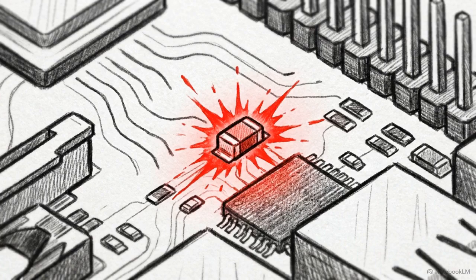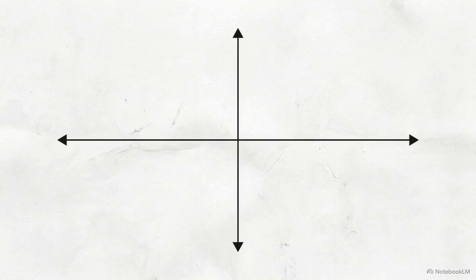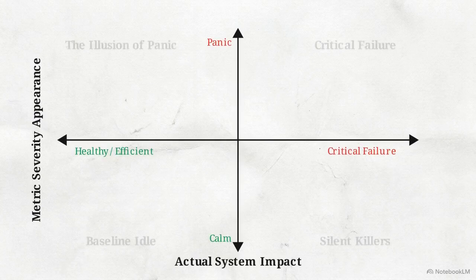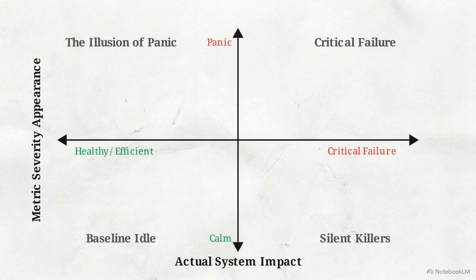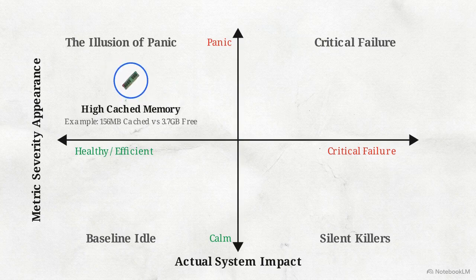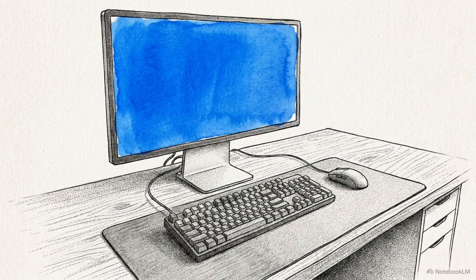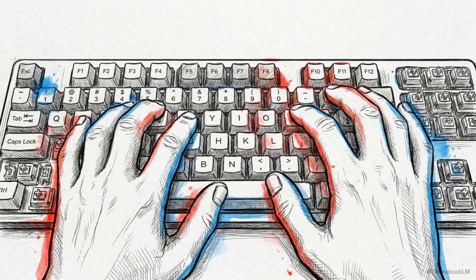sitting idle. This chart plots metrics across two axes. On the y-axis, how severe it looks, and on the x-axis, actual impact on system health. The cardinal rule of Linux administration: a healthy server intentionally configures itself to look full and slow to maximize efficiency. If you are used to desktop computers where empty resources mean a fast machine, you have to unlearn that habit to read a server dashboard accurately.